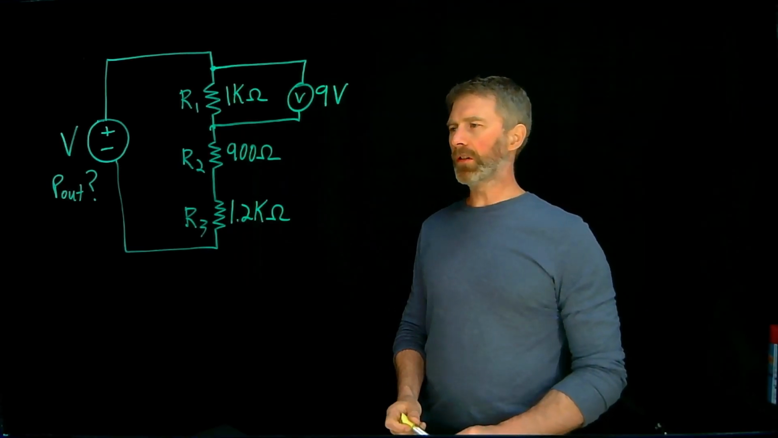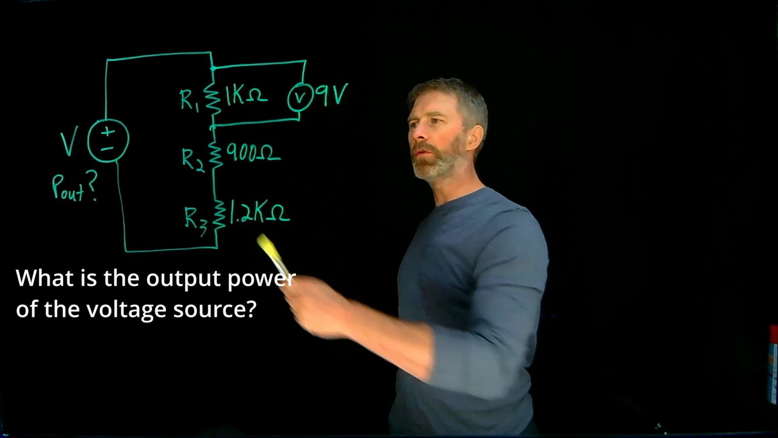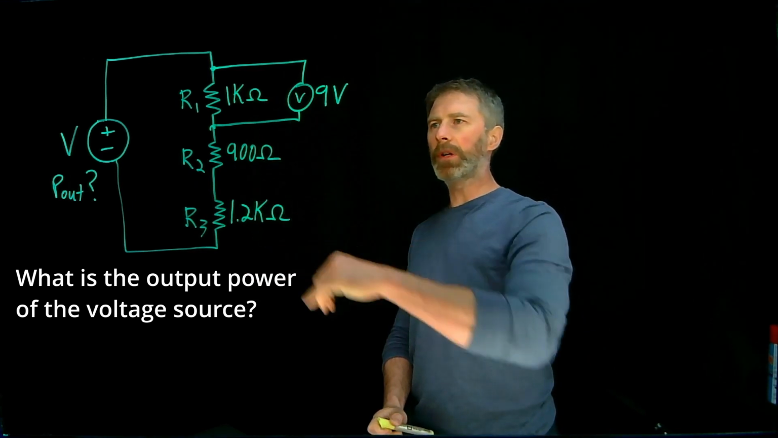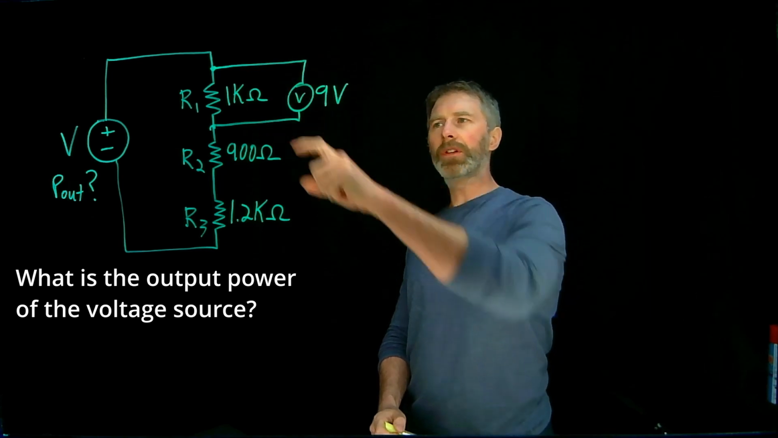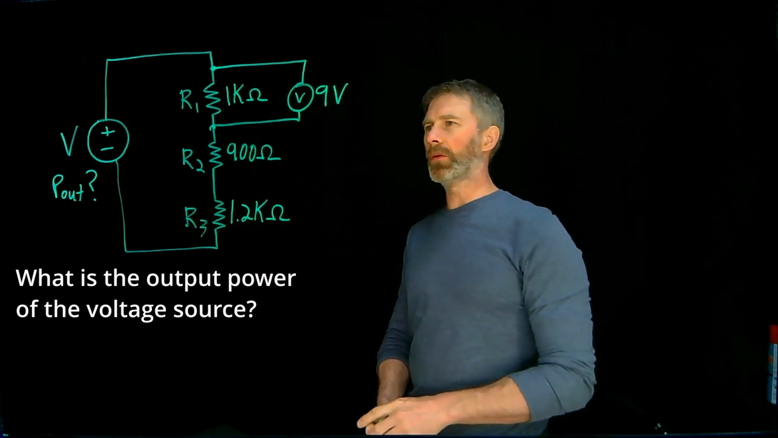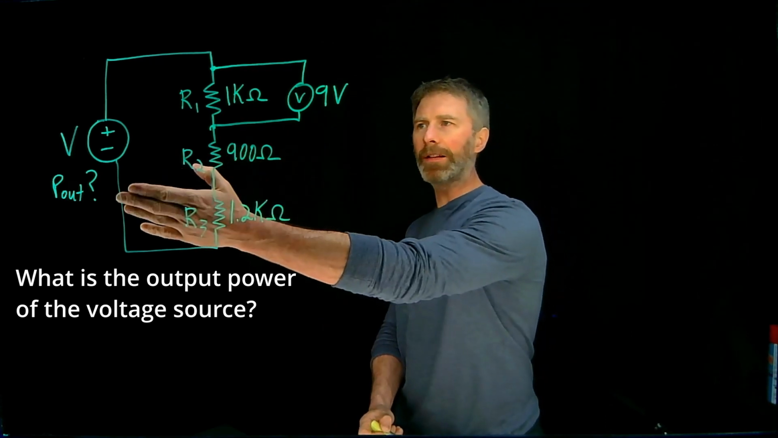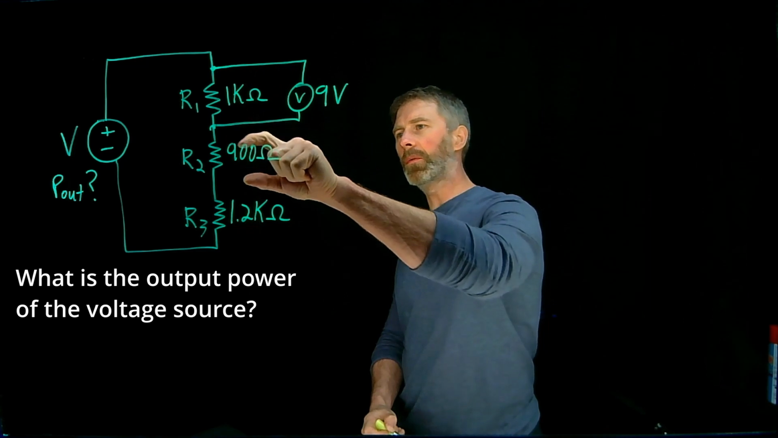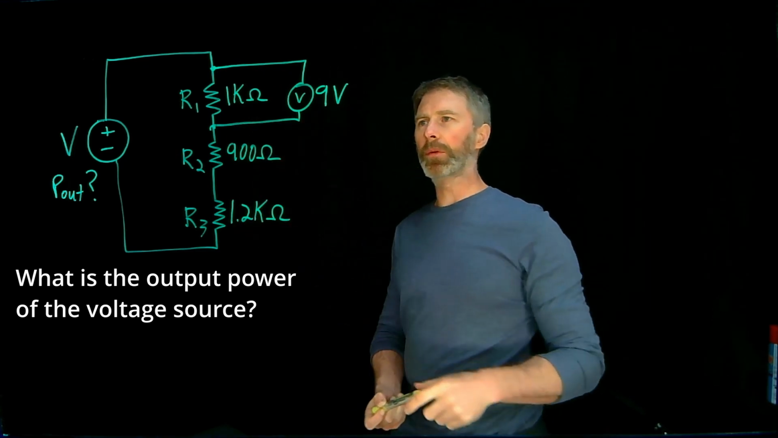Okay, this question, we want to figure out what is the output power from that voltage source. We know the values of the 3 resistors. We know the voltage across resistor 1, so now we need to figure out what power is being output by that source. And we know that the power output by that source is going to be equal to the power that's consumed by R1 plus R2 plus R3.